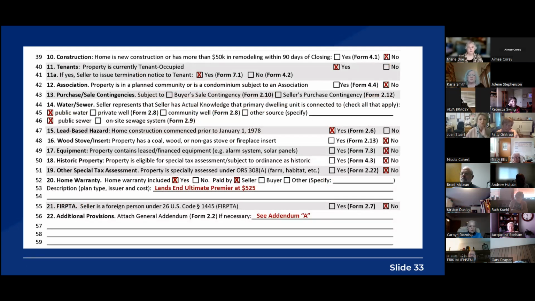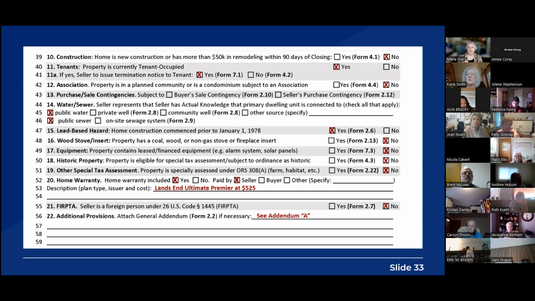Line 39, number 10, construction. It is new construction, or there's been more than $50,000 in remodeling within 90 days of closing. That is something that you've got to remember. $50,000 of remodeling. Let's say they have a roof and a kitchen put in. That could easily be $50,000 easily. Not any one item, but total. If that's the case, then you need to use form 4.1. Again, you click that and it will bring up 4.1.